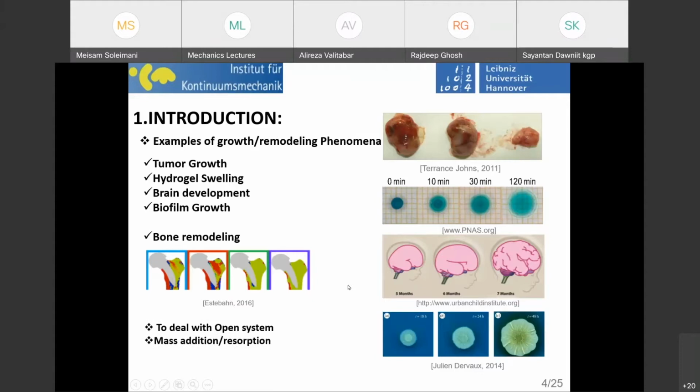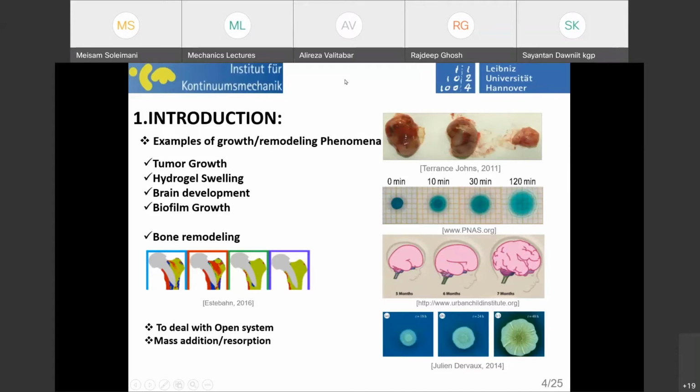I think with a very short introduction, now you have a flavor of this overall topic, what we are talking about. Okay, so just the last comment to close this introduction is that in both cases, either remodeling or growth, we are dealing with open systems. It means that we have the transport, the transfer of mass from and within the system.